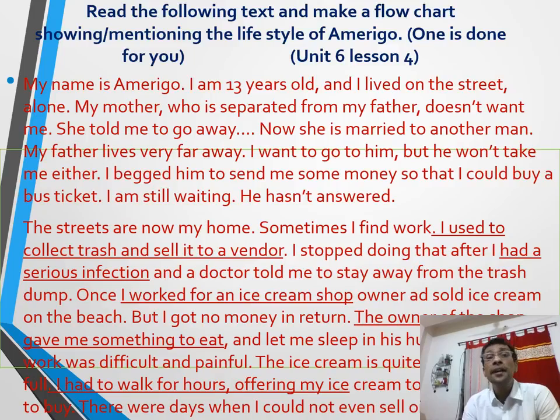My name is Amerigo. I am 13 years old and live on the street alone. My mother, who is separated from my father, doesn't want me. She told me to go away. Now she is married to another man. My father lives very far away. I want to go to him, but he won't take me either. I begged him to send me some money so that I could buy a bus ticket. I'm still waiting. He hasn't answered.